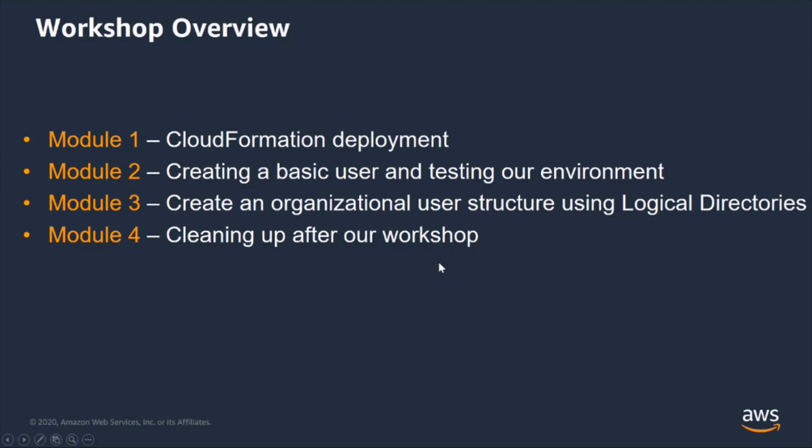The workshop that we're going to do today is divided into 4 modules. In Module 1, we're going to deploy a CloudFormation template that's going to establish a VPC and a few other things for us. We'll walk through that. In Module 2, we're going to create a basic user and do some testing in our environment. At this point, we'll be learning a little more about IP whitelisting.